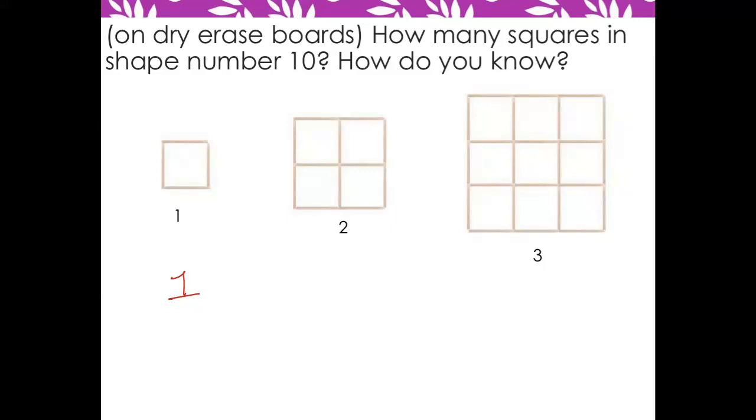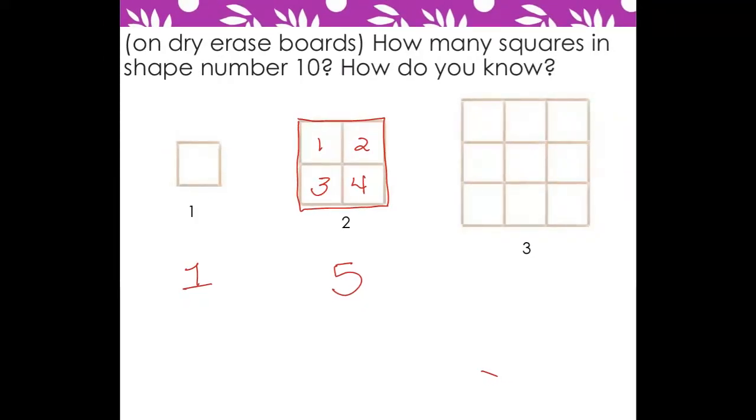Okay, where are the 5? Can you describe them? 1, 2, 3, 4, and then the larger square makes 5. That is a square, right? So when we have a 2 by 2, we have 5 squares. So if I have a 3 by 3 square, maybe you need to rethink your idea of a square.